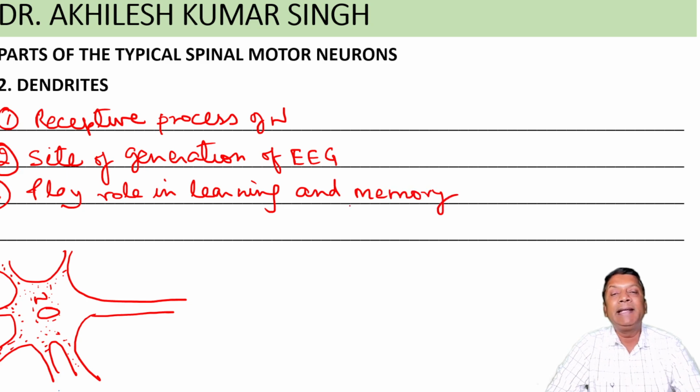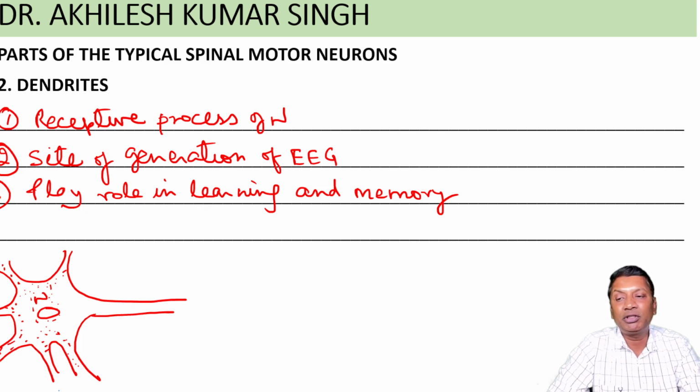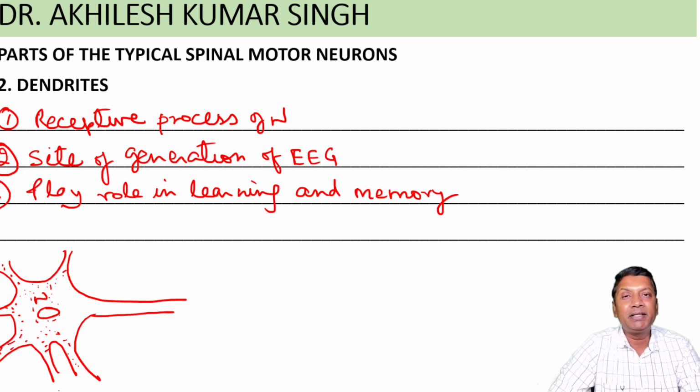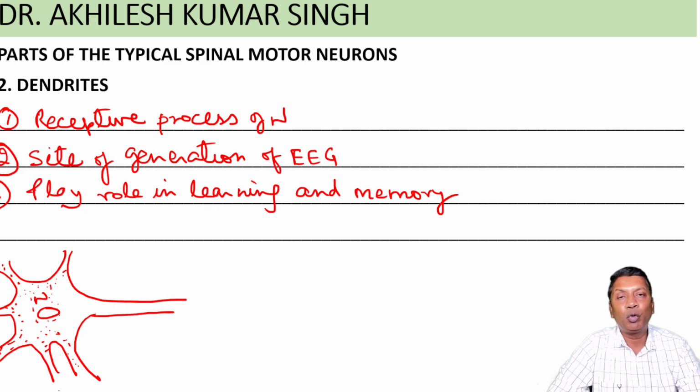So remember these three points on the dendrite. Number one is receptive process of the neuron. Number two is they are the site of generation of electrical activity of the neurons, that is the electroencephalogram. And they play a role in learning and memory because they have Nissl granules, and these Nissl granules can synthesize proteins, and these proteins play a role in learning and memory.